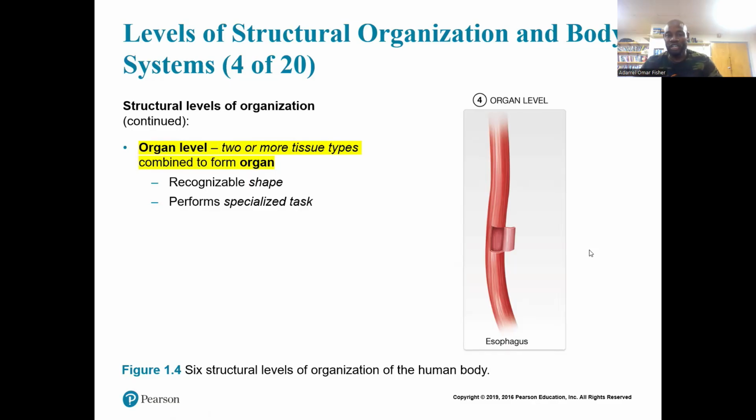Two or more tissue types combine to form what is called an organ. Think of your heart. Your heart is made up of nervous tissue. It has nerves that send signals to tell it to contract. Your heart has muscular tissue. It has to be able to beat. It also has epithelial tissue, which covers and protects the heart.